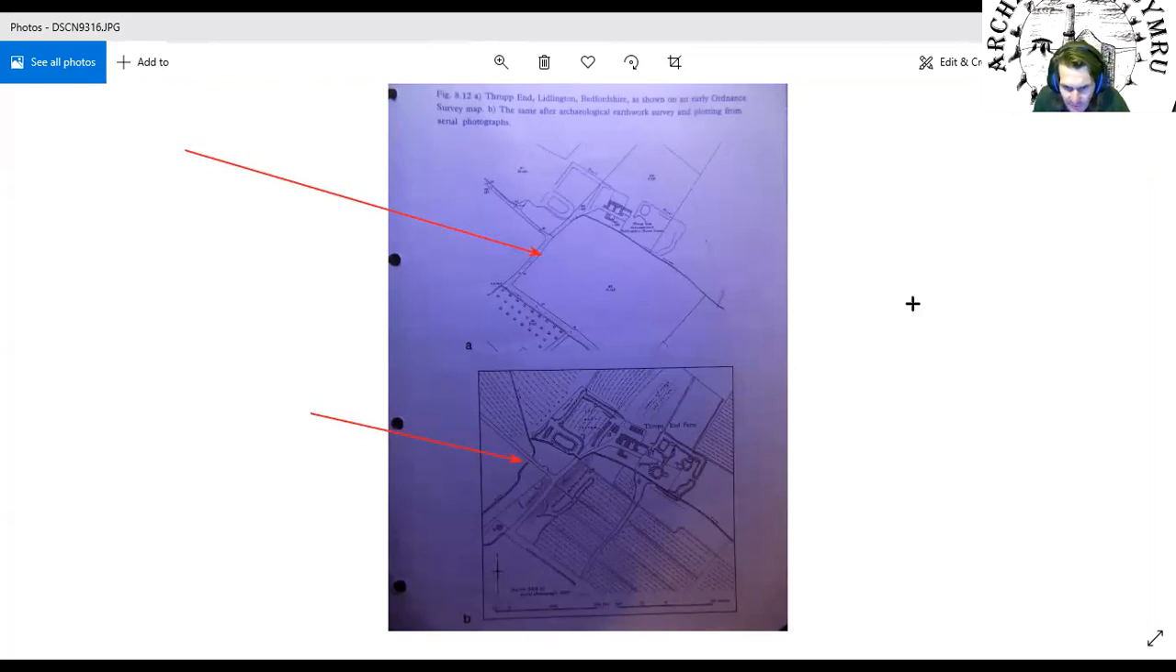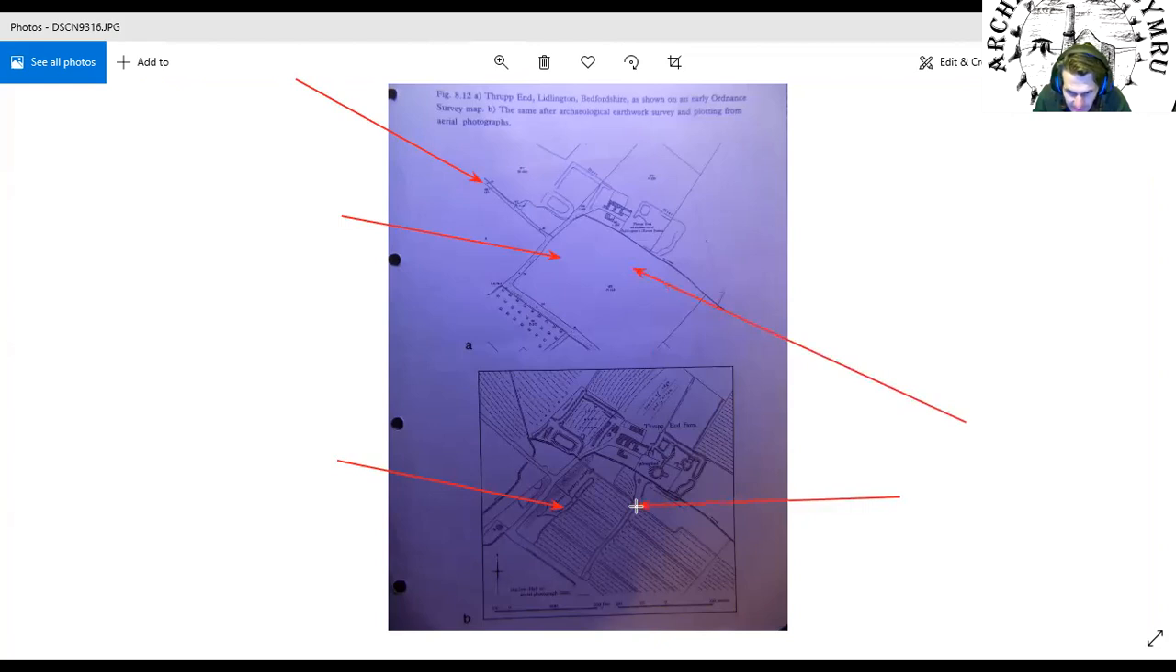So in other words, on the modern survey, what you can see is a bank here, which isn't shown on the earlier Ordnance Survey map, but it's shown on the later Ordnance Survey map. So that means that this bank is under 0.5 meters and wasn't originally recorded on this map. This earlier map here doesn't show these earthworks. They're not on this earlier map. They're gone. They're not there. And also, look at this feature here. It's there. So this is the problem with this level of survey.